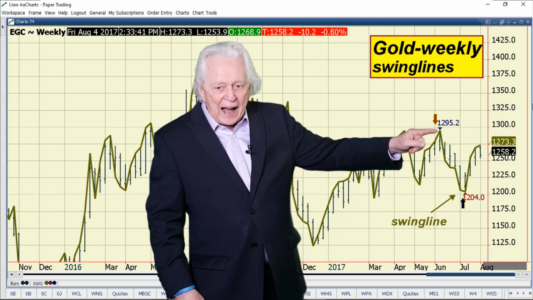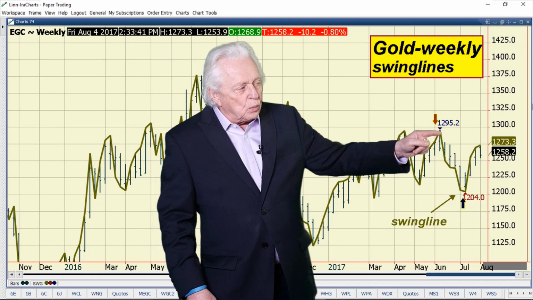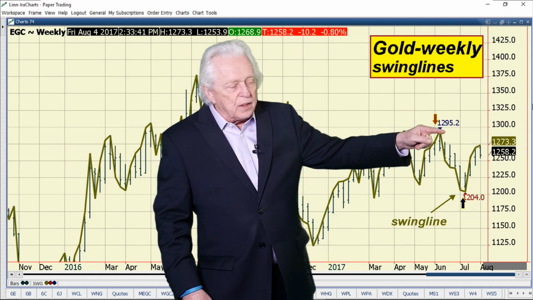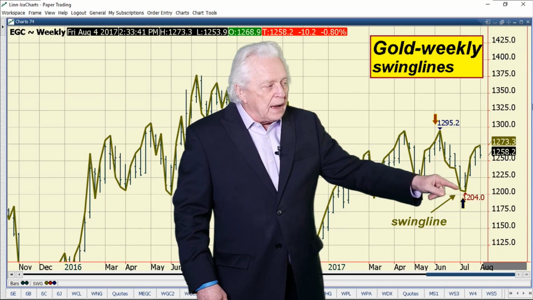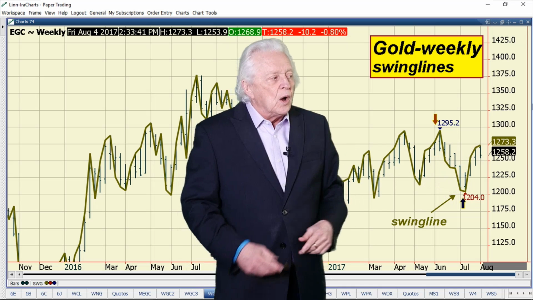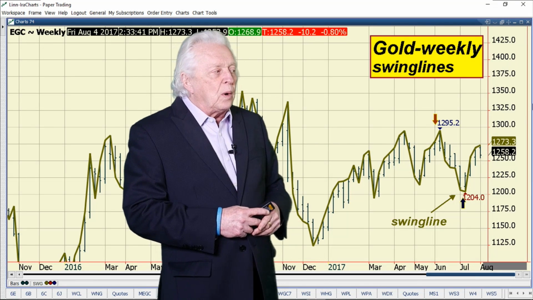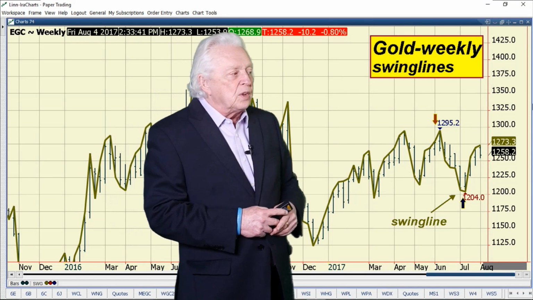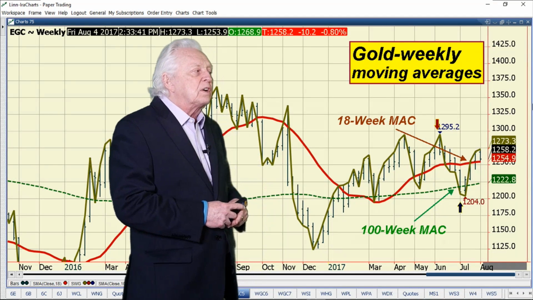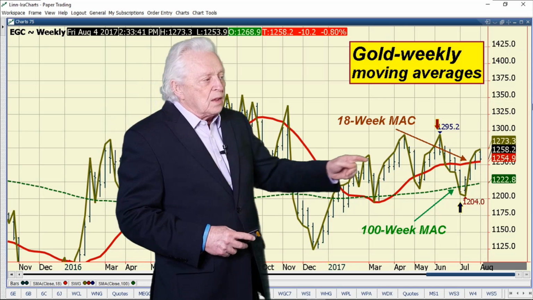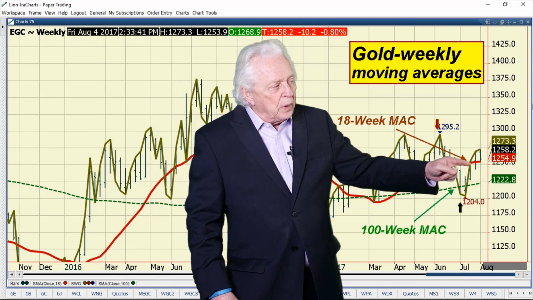These are not the highs necessarily. You could have a swing line if you had an outside day that is underneath that high. But right now that's 1295 down to a low at 1204. We've bounced all the way up to 1273 on a weekly basis, and the market's giving something up finally. When we take a look at the weekly averages, the market is sitting here above the weekly average.